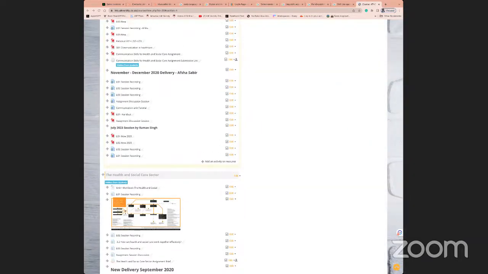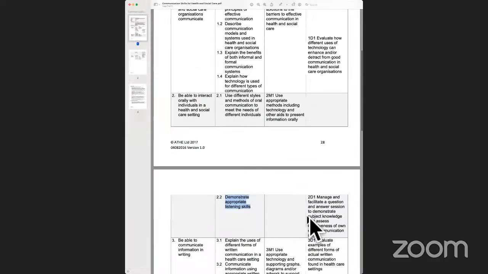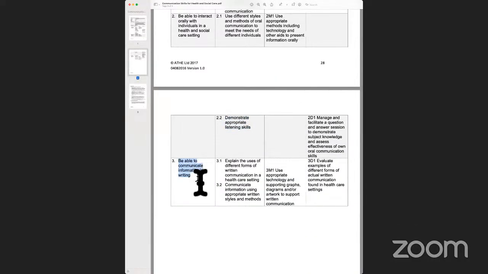So we'll have this session tomorrow, same time, at 11 o'clock. So just make sure that you're attending tomorrow's session as well, because tomorrow's session is going to be focused on essentially coverage of learning outcome 3 in order to be able to complete this unit. And we are only looking at the written techniques for communication tomorrow.